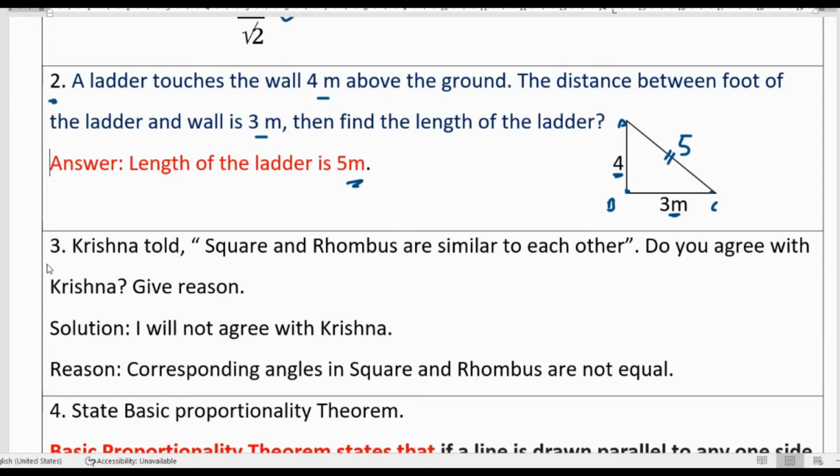Third question. Krishna told that square and rhombus are similar to each other. Do you agree with Krishna? Give reason. I will not agree with Krishna because the square and rhombus are not similar to each other. The reason is corresponding angles in square and rhombus are not equal.